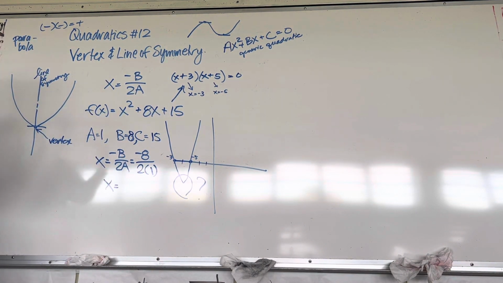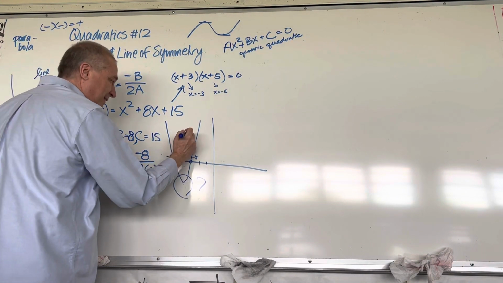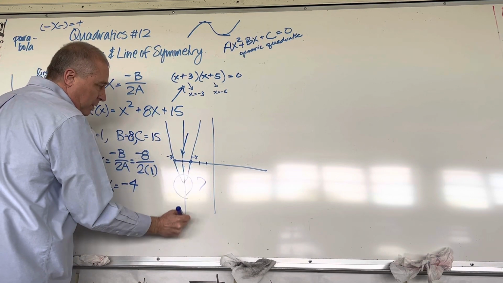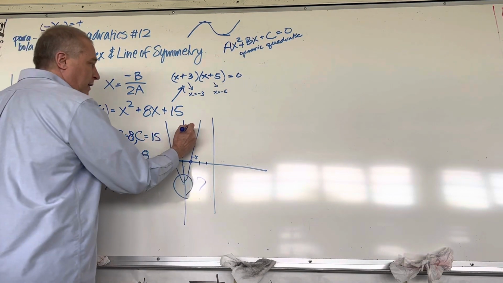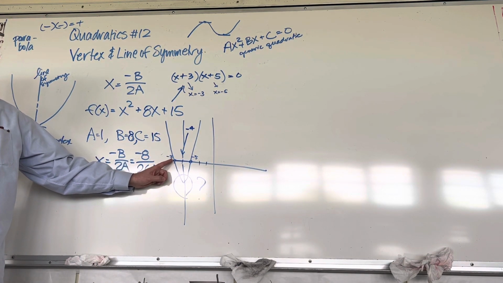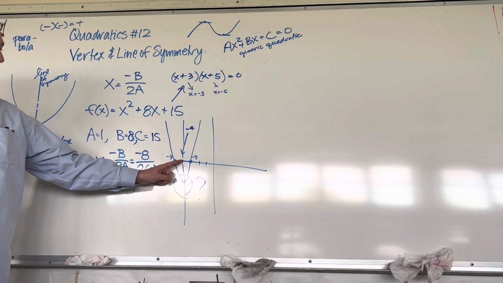Okay, so anyway, this comes out to be negative 4. Put that in here. That's showing you the x value of the vertex. It's right here at negative 4. Does that make sense to you, given that I've got a parabola crossing the x-axis at negative 3 and negative 5? Now I'm at negative 4.